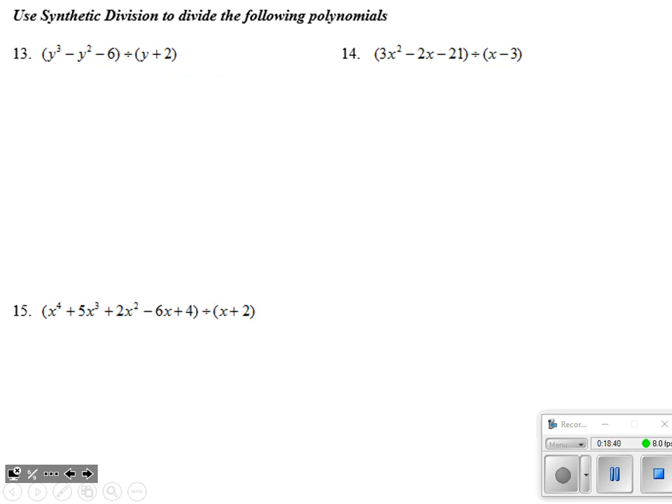Next, use synthetic division to divide the following polynomials. And here, synthetic division, it was a nice little algorithm. We got to get all of the variables, all the x's and y's and stuff out of the way so that we could just focus on the number work that was happening. So for number 13, I'm dividing by the factor y plus 2. The solution out of that would be y equals negative 2. I'm switching the sign. So when I set up my synthetic, I'm going to put negative 2 in the box. We just kind of call that where the divisor goes in synthetic.